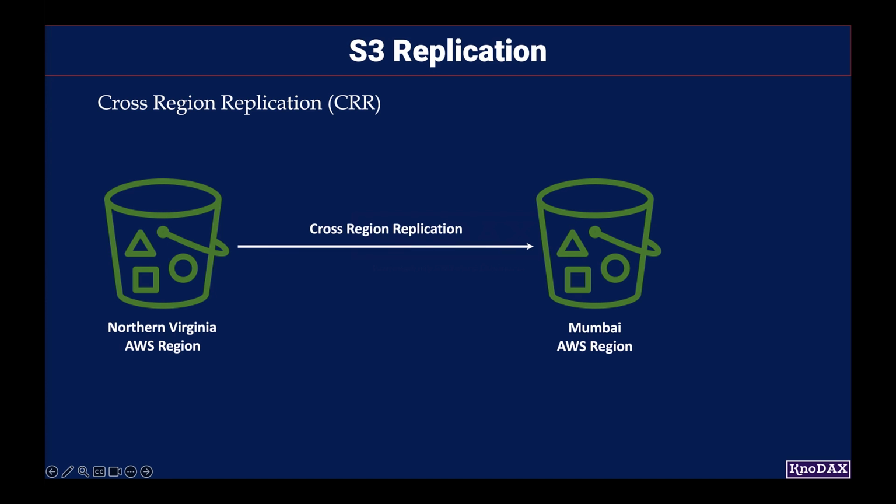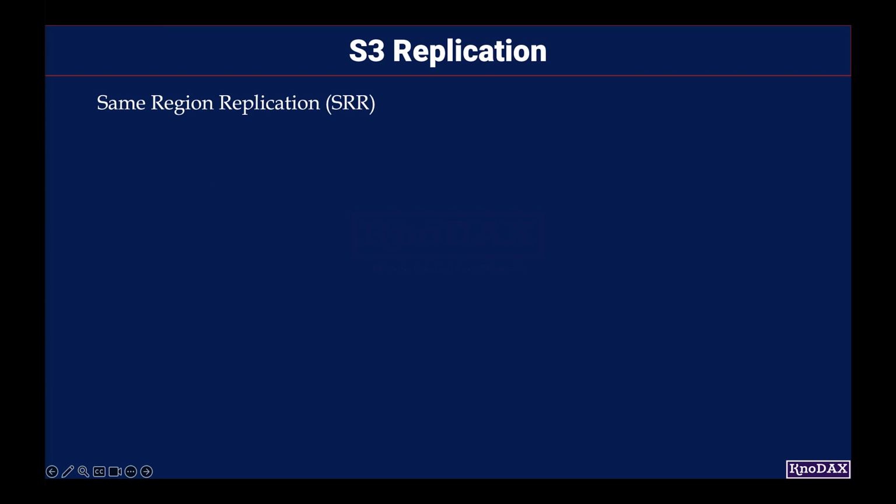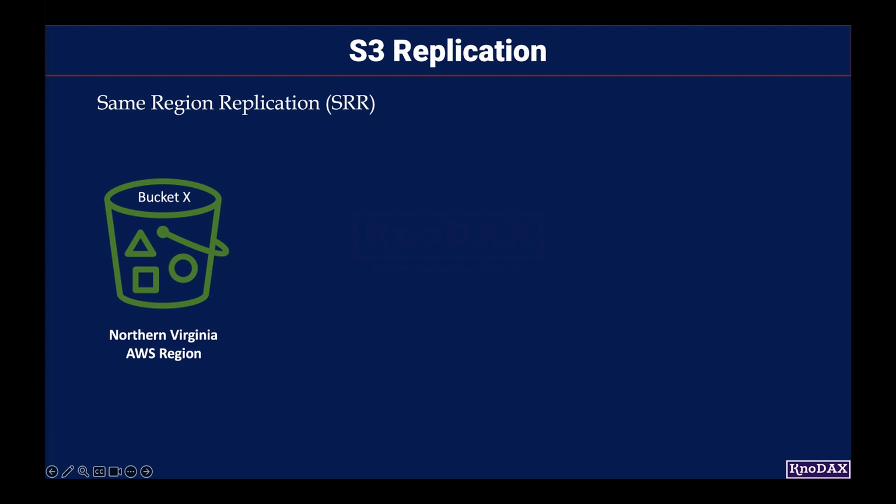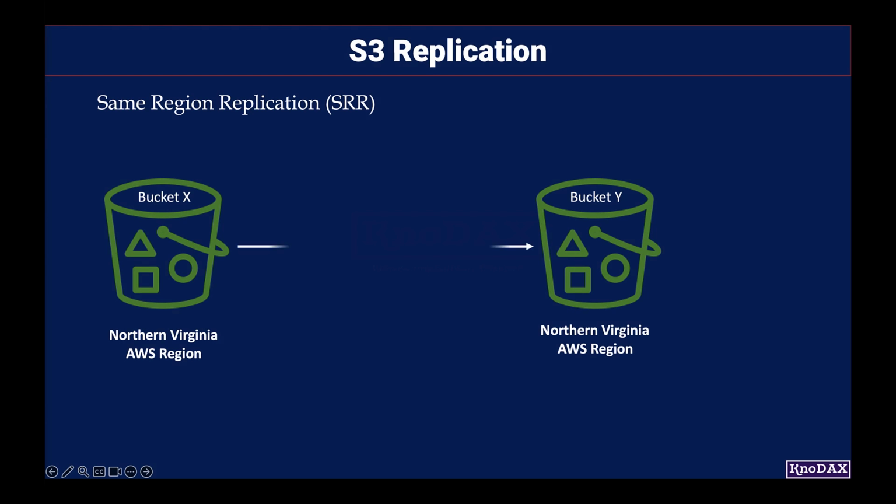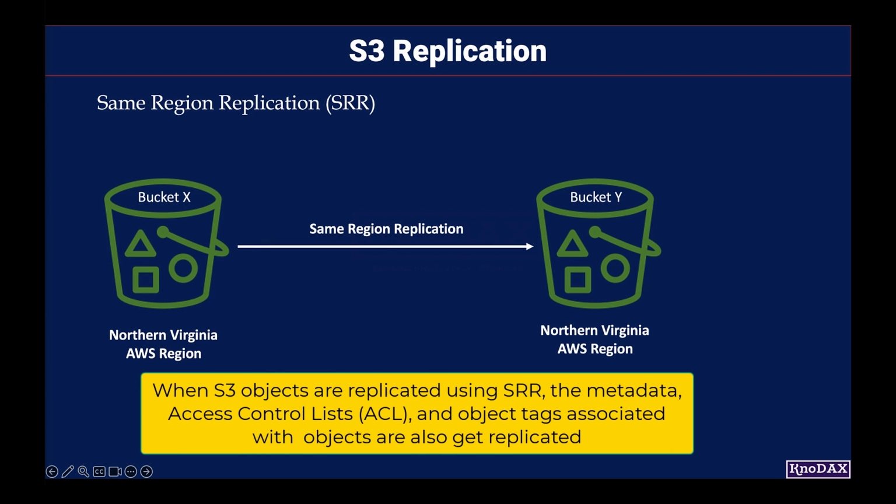You can also perform the same region replication. For example, same region replication helps you address data sovereignty and compliance requirements by keeping a copy of your objects in the same AWS region as the original. When S3 objects are replicated using the same region replication, the metadata, access control lists, and object tags associated with objects also get replicated. In other words, both cross-region and same region replication can be performed.